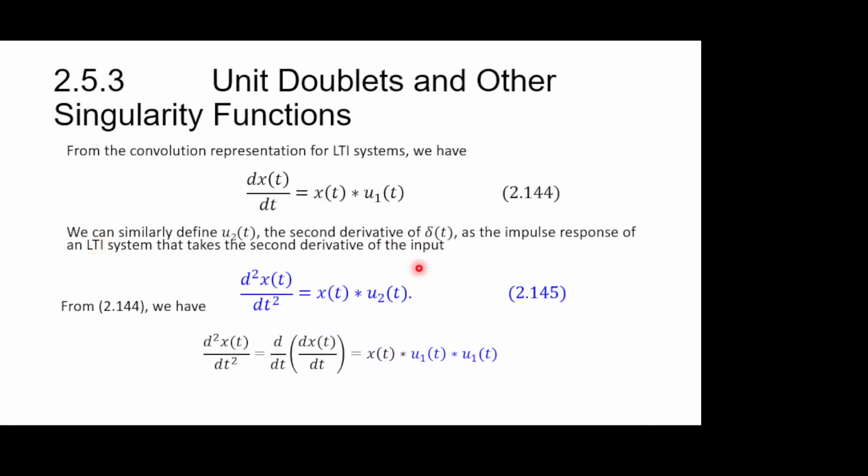You can even do this more. So you just derived this very important equation: dx of t dt equals x of t convolved with u1 of t. And we can even do this on two derivatives. So what about d squared x of t dt squared? This is also an LTI system, and we can call its unit impulse response u2.